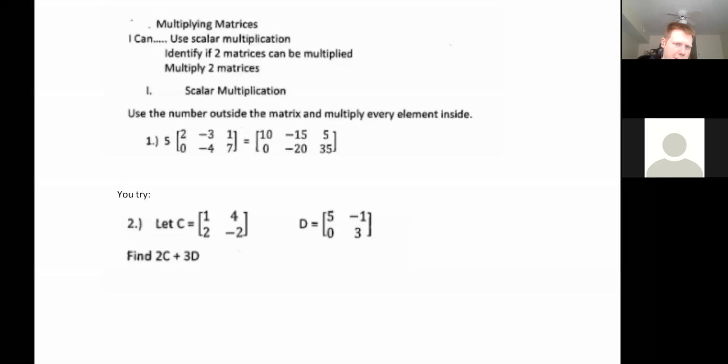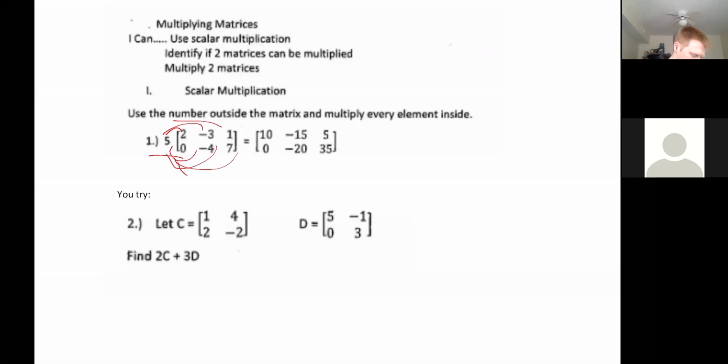So today we're going to be looking at multiplying matrices. We're going to start with a little bit of review of scalar multiplication, which might help on the Delta Math if you're still working on that from yesterday. Just to recall from what we've seen, scalar multiplication is if you have a number on the outside and you simply just multiply everything inside.